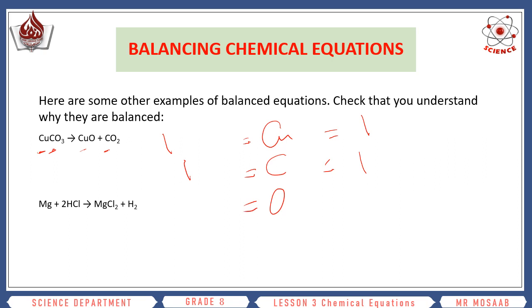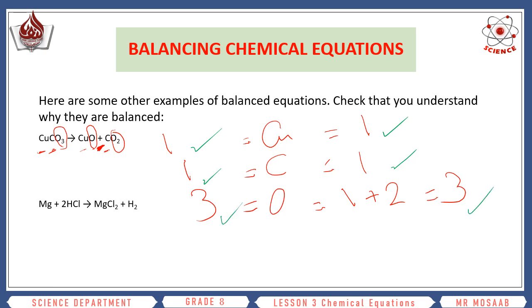Now last, for the oxygen. In the reactants we have 3 oxygen atoms. In the products we have here 1 oxygen atom and here we have 2. So we have 1 plus 2 equals 3. So copper 1 1, they are equal. Carbon 1 1, they are equal. Oxygen 3 3, they are equal. That's why this equation is a balanced equation.